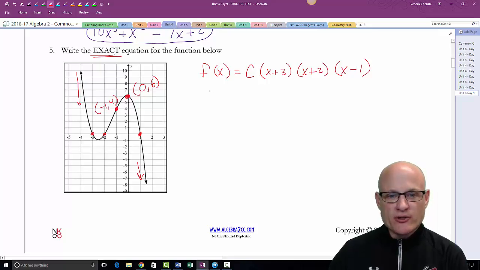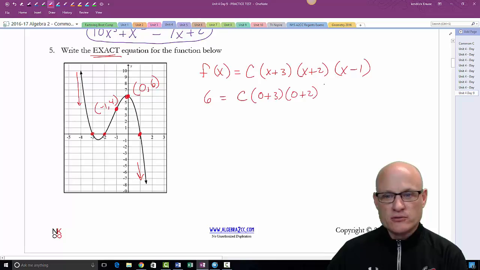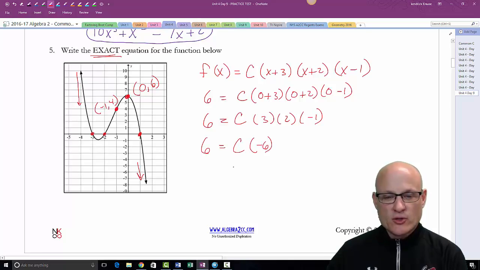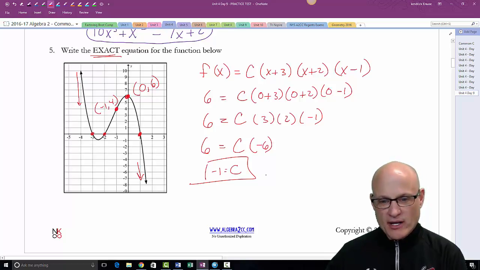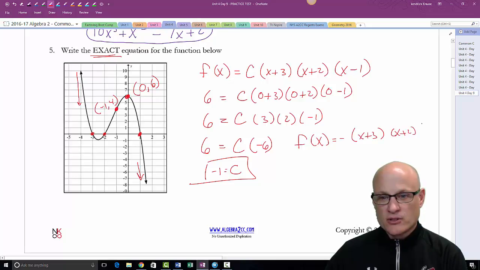Let's see. What I'm going to do is type in 6 equals whatever this constant is, 0 plus 3, 0 plus 2, 0 minus 1. So 6 is equal to C times 3 times 2 times negative 1. Or 6 is equal to C times negative 6. Or C is equal to negative 1. Well, that's really boring. That's all it is. So my equation is f of x equals negative x plus 3, x plus 2, x minus 1.